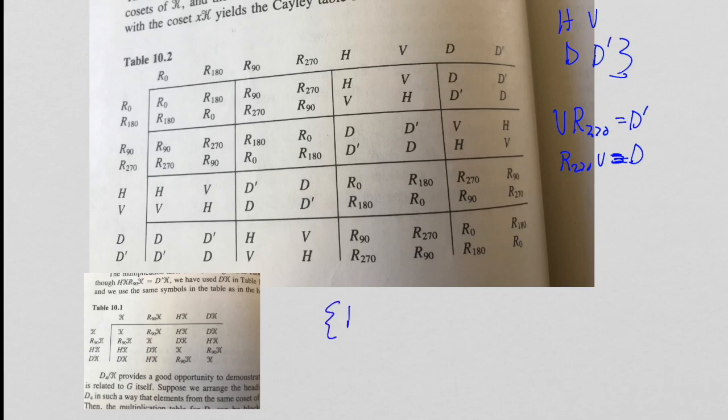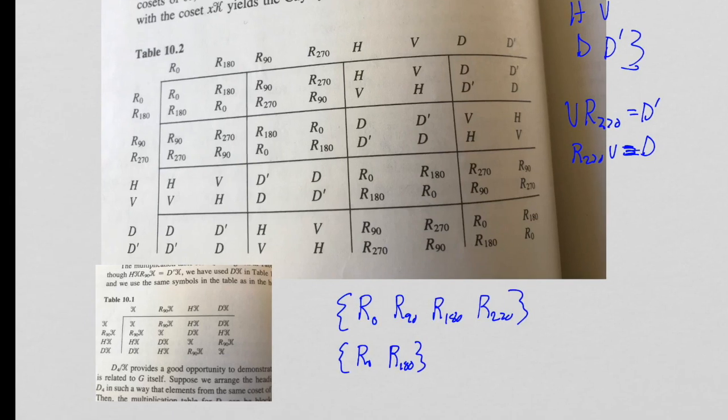So all the subgroups, of course, must have the identity. So R0, R90, R180, and R270, that is a subgroup. Likewise, if an element is its own inverse, right, then R0, R180, for example, that's a subgroup, right? And R0, H is a subgroup, right? Because two H's, H is R0.